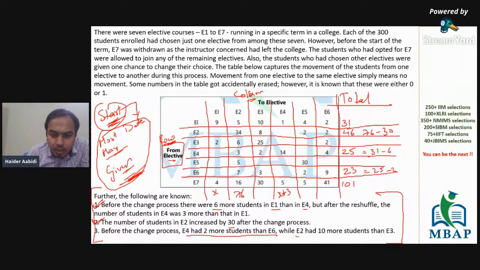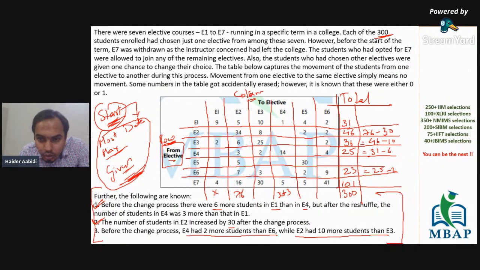While E2 had 10 more students than E3, E2 has 46. That means E3 has 36, which is 46 minus 10. Now you see this column of total. Obviously this is 300. Total number of students is 300. You have got all of that.